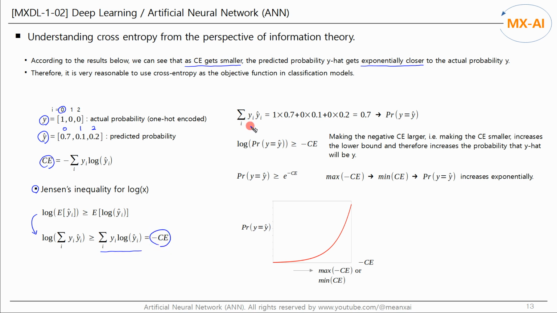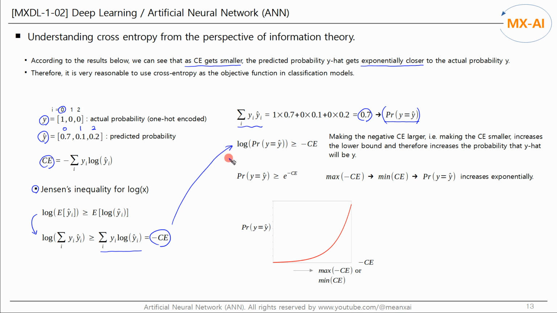Now let's look at what sigma yi times y hat i means. Multiply the probabilities y and y hat and add them up to get 0.7. This means that the probability that y hat becomes y is 0.7. Therefore, we can express this as the probability that y and y hat are the same. Then this Jensen's inequality can be written as follows.